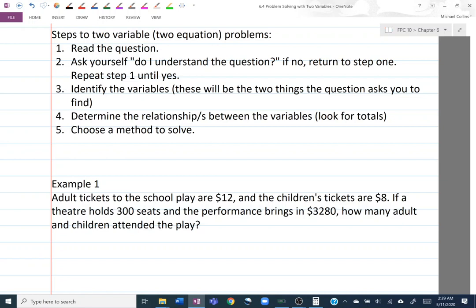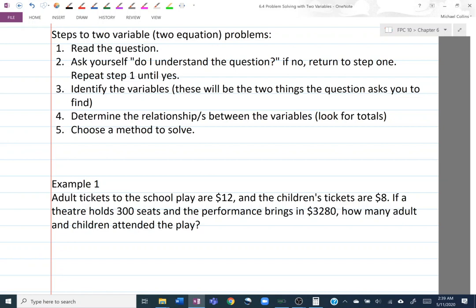If you don't understand what's going on, take a second and read it again. Adult tickets to the school play are $12. Children's tickets are $8. If a theater holds 300 seats and the performance brings in $3,280, how many adults and children attend the play? You should have a pretty good idea that you've got a theater with so many seats. All the seats are sold out. They give us how much money it brings in. Once you really understand what's going on, then we'll go about sorting out the numbers and the variables. But we really want to sort out contextually what's going on first.